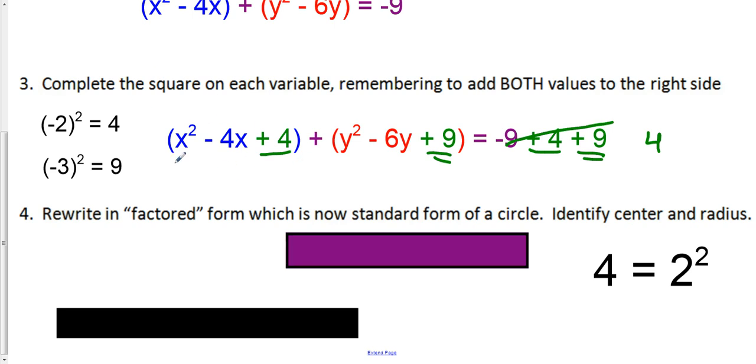Now this x piece, again I'm thinking, what two numbers will multiply to 4 and add to negative 4? That's going to be negative 2 and negative 2.